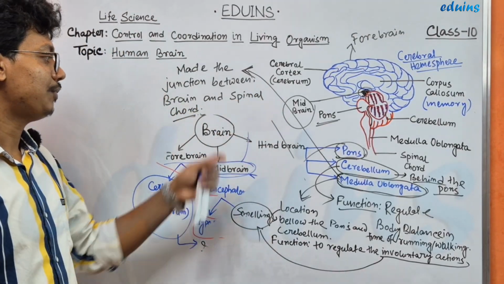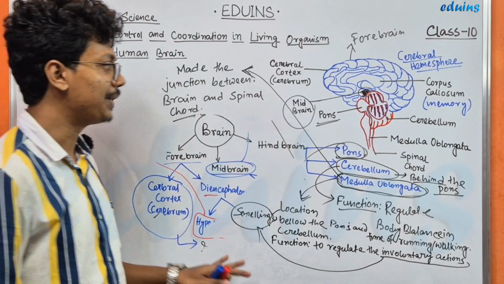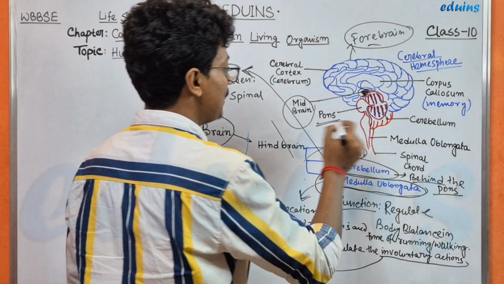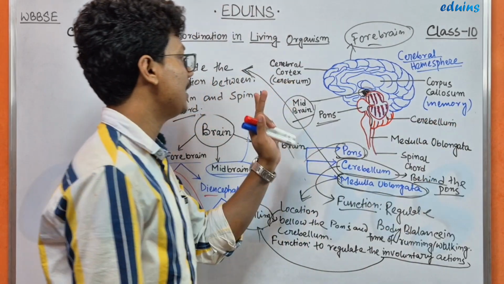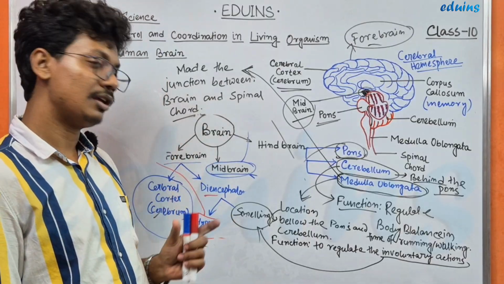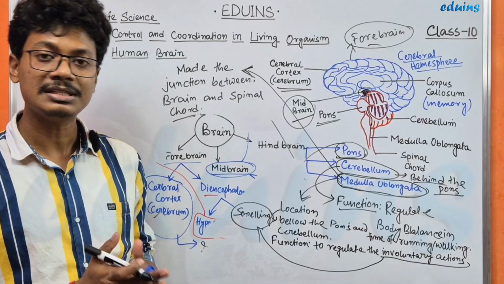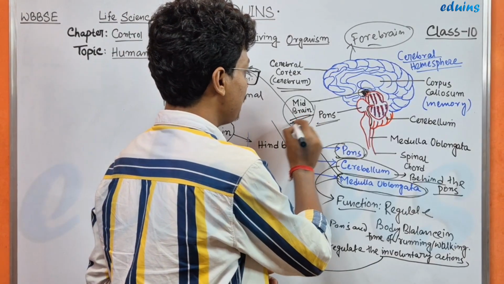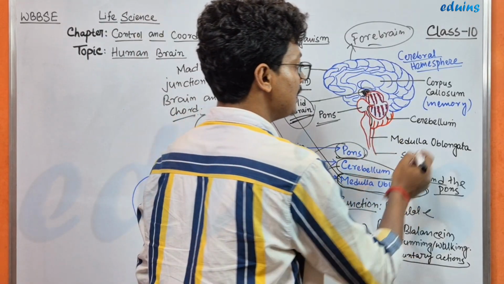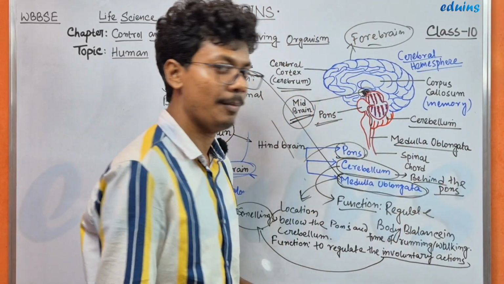So these are the functions and parts of the human brain, which has three parts: forebrain, midbrain and hindbrain. Forebrain is made up of two parts mainly, cerebrum or cerebral cortex, and another one is the diencephalon. This diencephalon is made up of hypothalamus and thalamus. Next one is the midbrain, which is made up of tectum and peduncle, and the hindbrain is made up of three parts: cerebellum, pons and medulla oblongata.